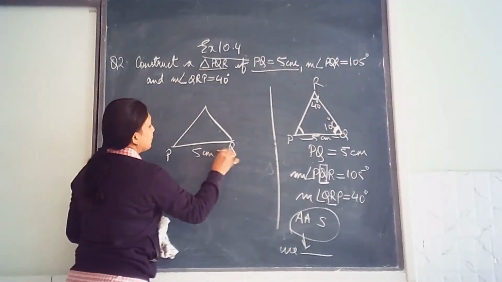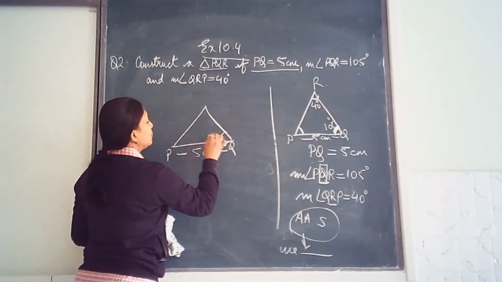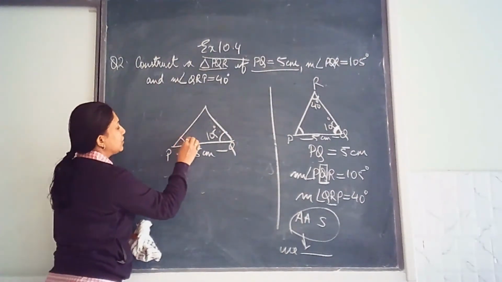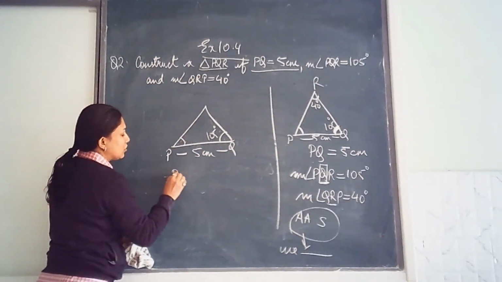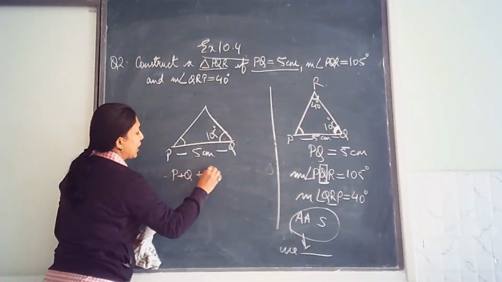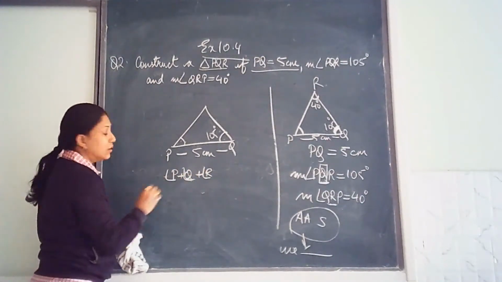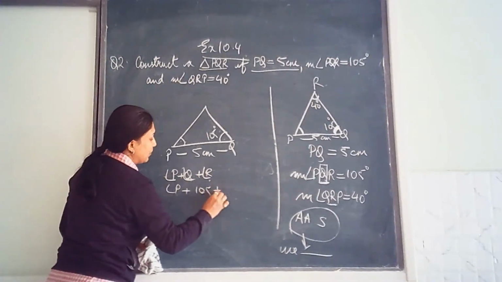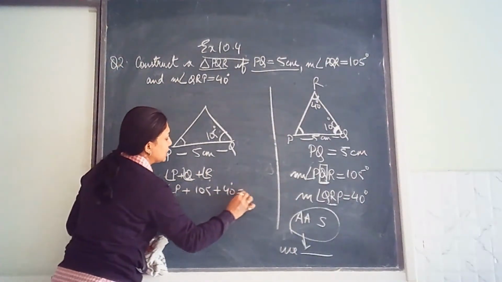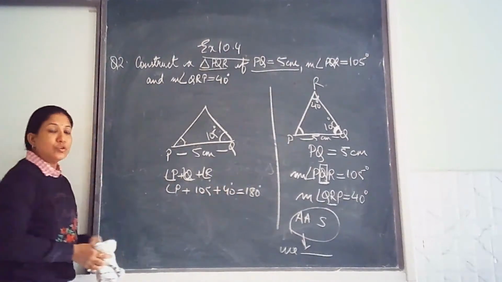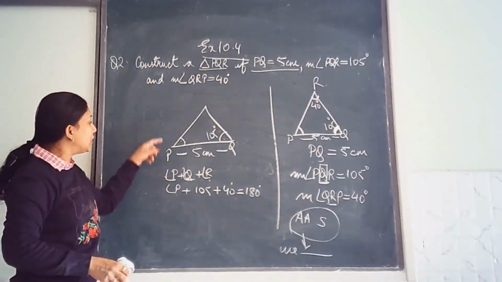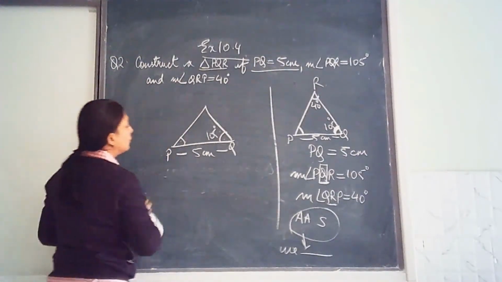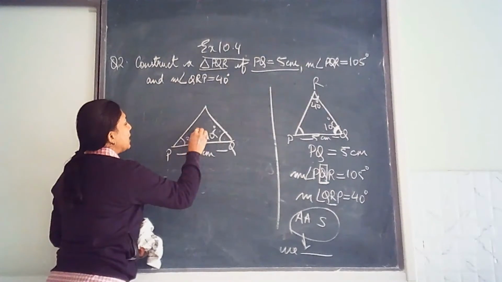PQ is 5 centimeters, angle Q is 105, and angle P, what we got, was angle 1 that we have taken. You can write it like this also: angle P plus angle Q plus angle R. Angle P we do not know, plus angle Q is 105, plus angle R is 40 degrees, equals 180 degrees. So instead of labeling with angle 1, angle 2, angle 3, you will get the value of angle P. Now, the value of angle P we got as 35.